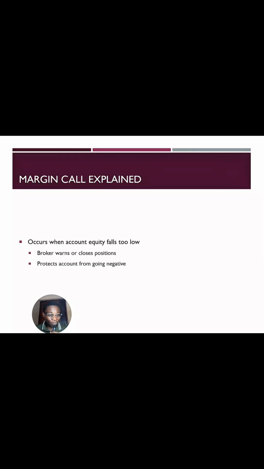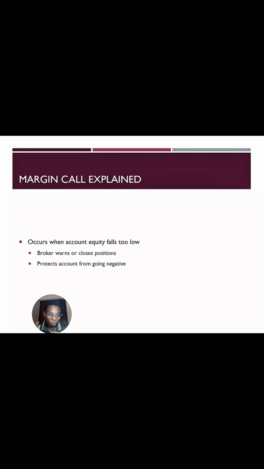These are all market terminologies you should know before thinking about placing a trade or depositing. You should know all these terminologies of the market. So what is margin call? It occurs when an account equity falls too low. When I say account equity, equity is the total money you have in your broker.